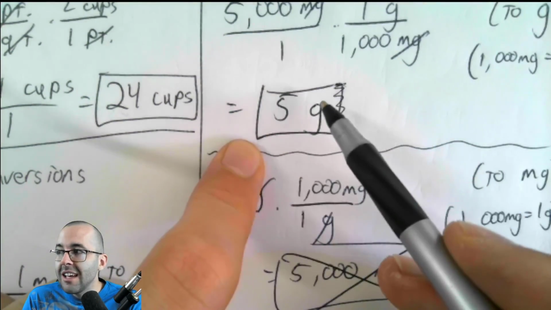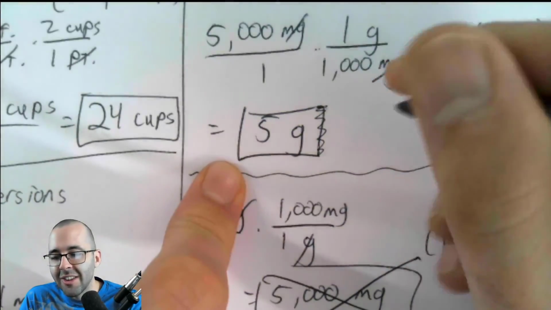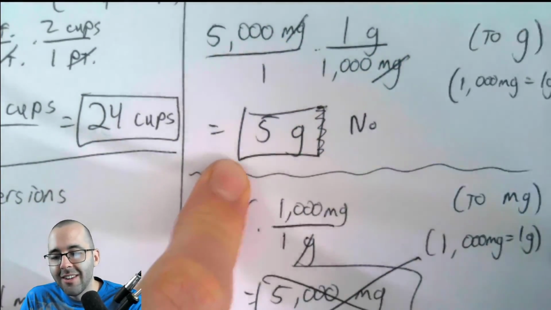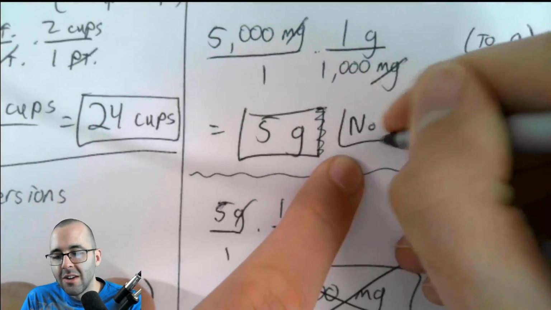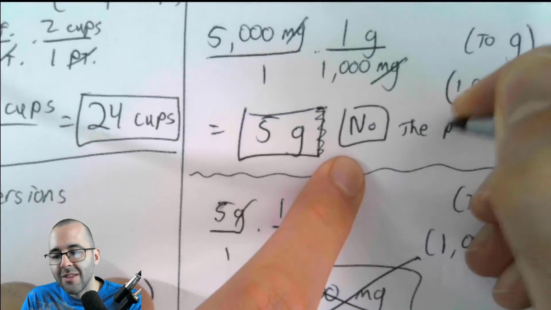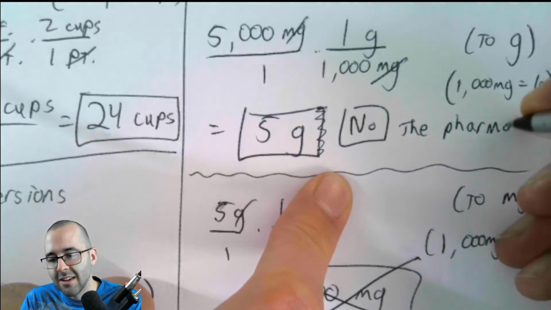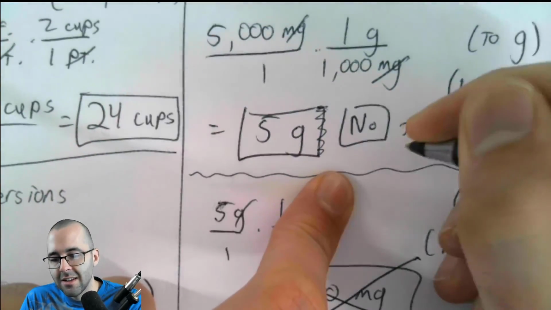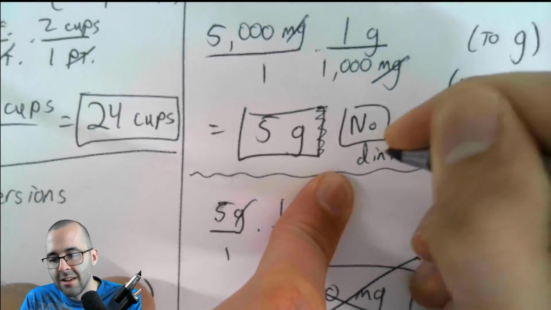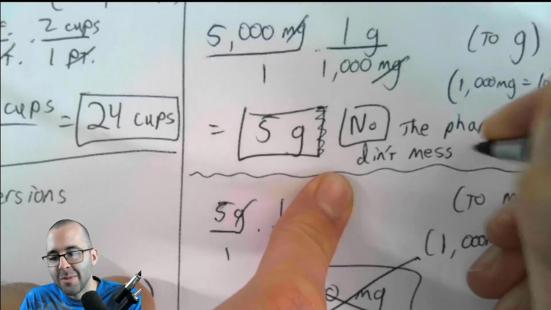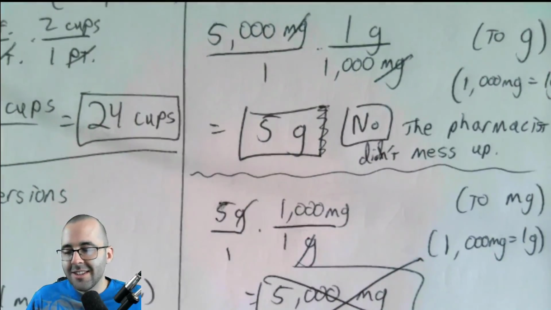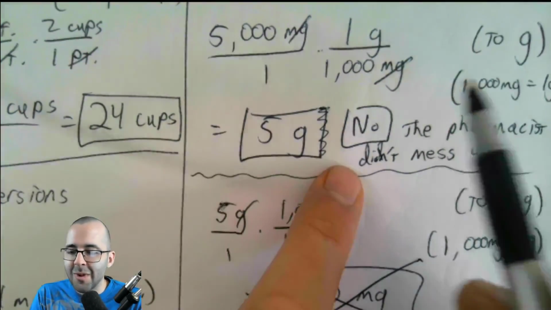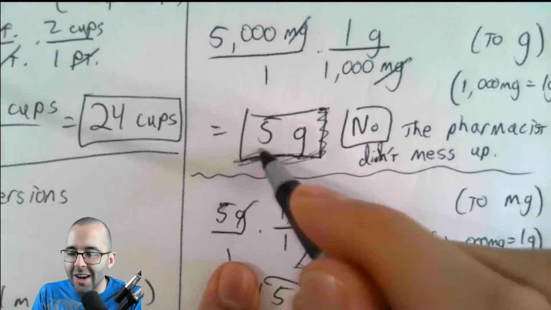5,000 milligrams is 5 grams. So the answer is no. Now, no by itself is fine. Or you'd say the pharmacist did not make a mistake. I don't know how to spell, apparently. Something like that. This is what I need. I need the no, not the 5 grams.